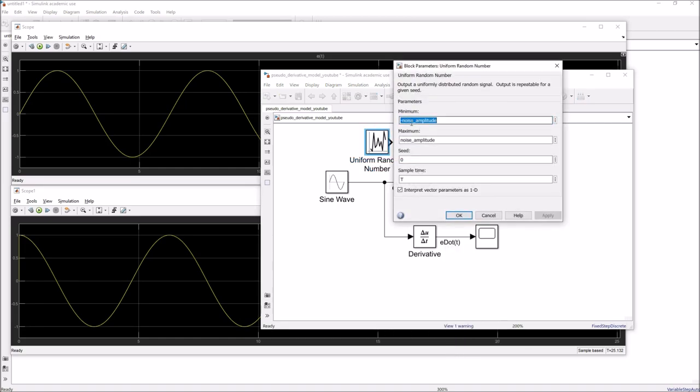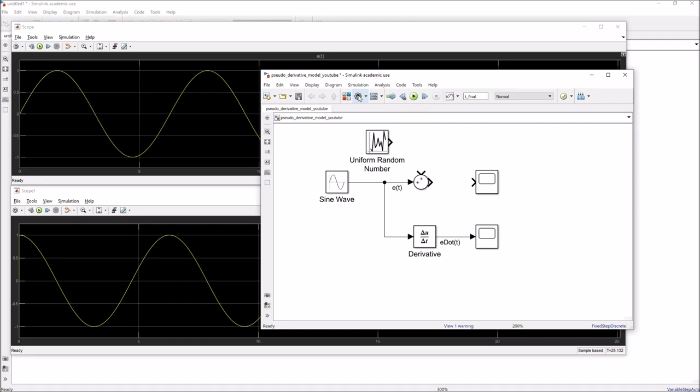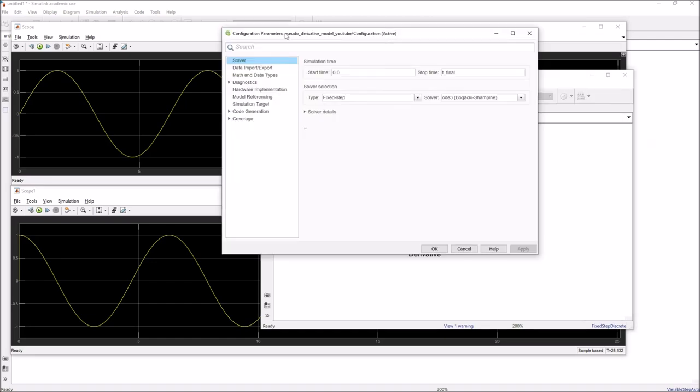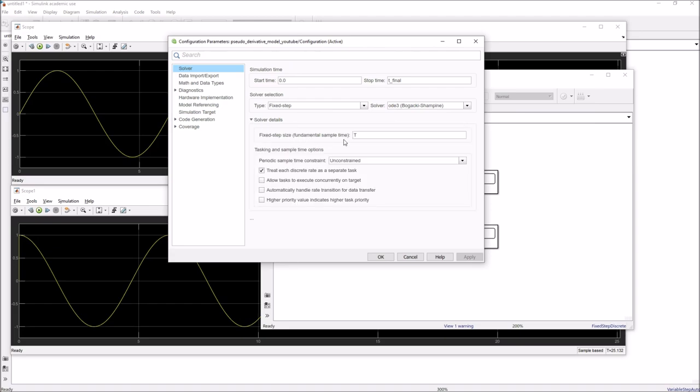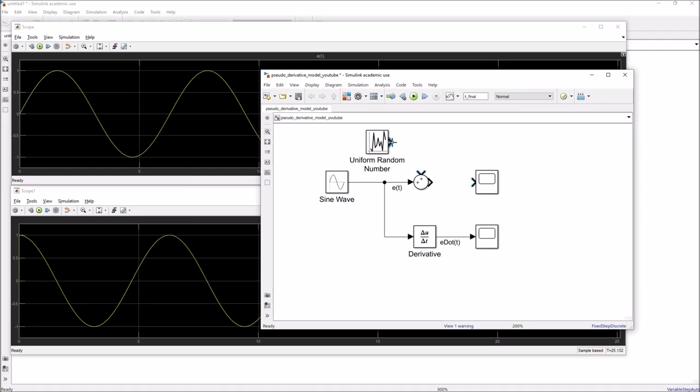All I basically did was set the amplitude of the noise signal, and again, I've set this simulation to run at a constant sample rate of time step T, like we discussed on the board. In fact, if you really want to see that, I can come here in the configuration parameters and show you. It's just a fixed step simulation with a fixed time step of T. And yeah, let's hook this up.